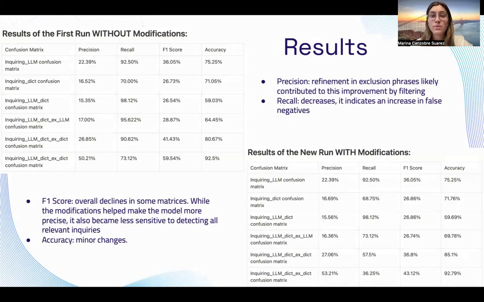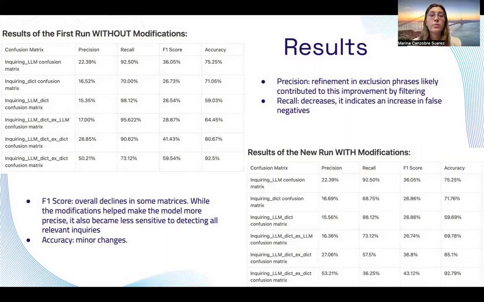all relevant inquiries. And lastly, for accuracy, the changes here are relatively minor, with some metrics showing improvements and others showing declines. The accuracy reflects the overall correctness of the model, which seems to have benefited from more refined exclusion phrases in some cases, but suffered in others due to increased false negatives.